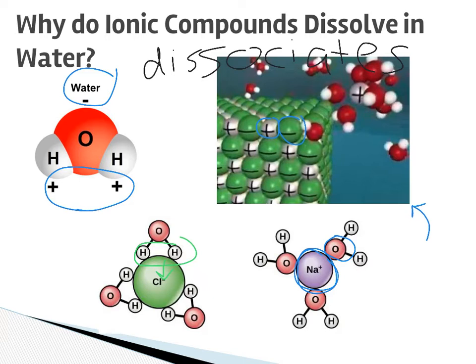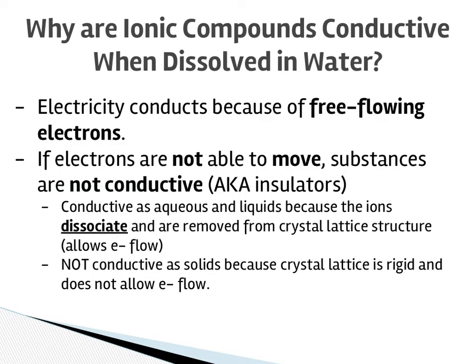And the reason why ionic compounds are able to dissolve in water is solely because there's a positive side to water and a negative side to water. And remember, opposites attract. So the negative side will be attracted to the positive side, the positive to the negative, and so on. So we talked about why they are soluble in water, but we still haven't really talked about why they are conductive when they are liquids or when they are solids.